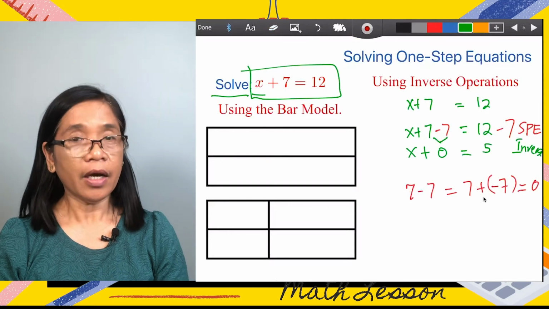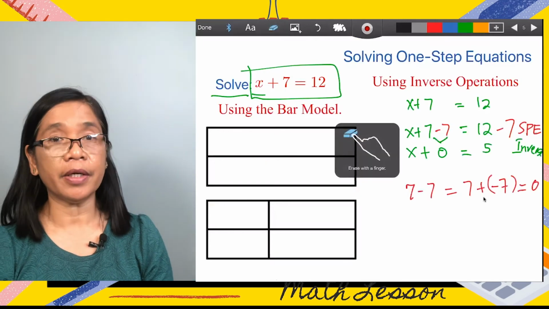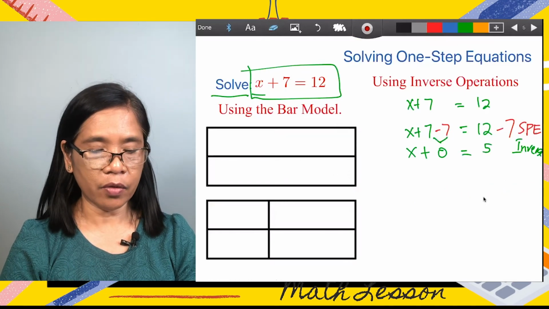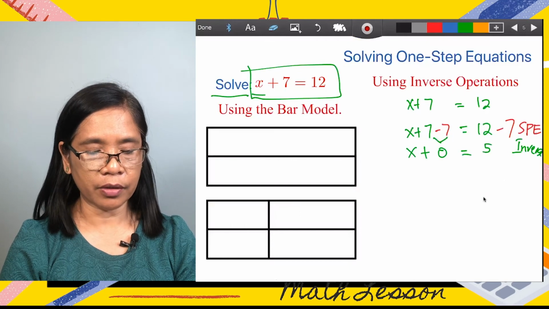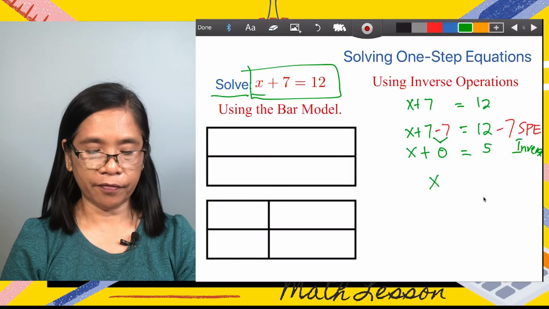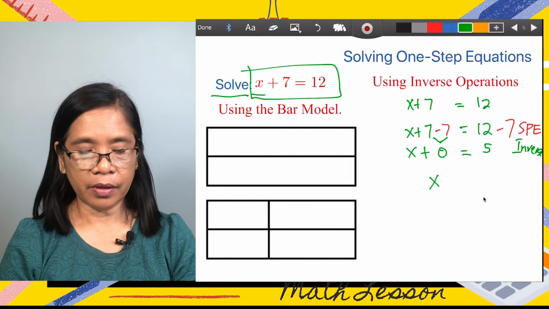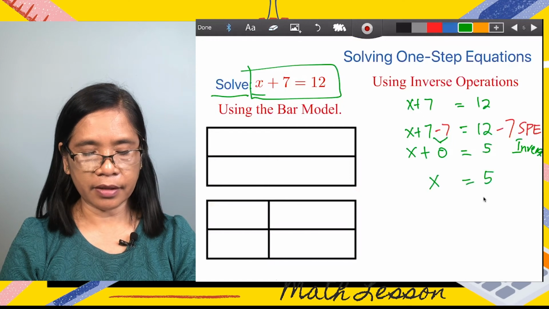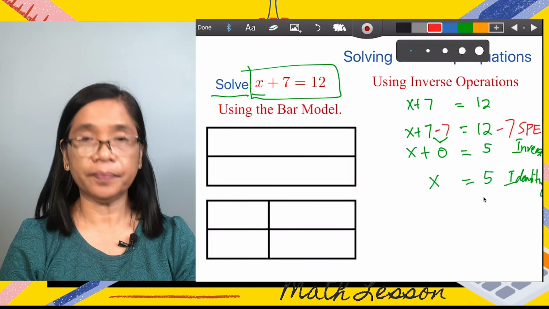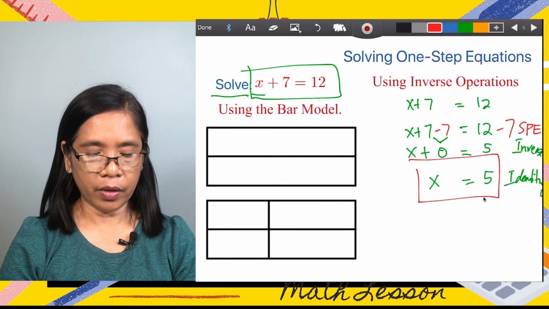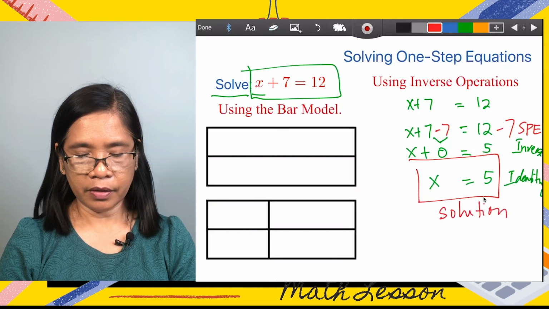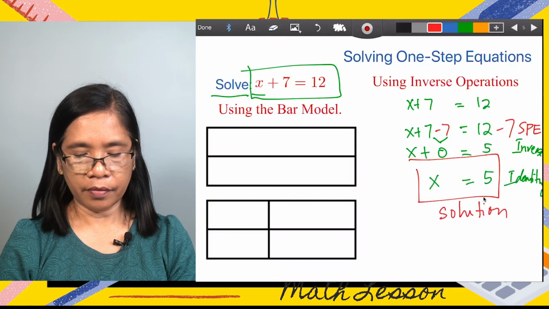Now I will show you how to solve the equation using the bar model. So if we have x plus 7 equals 12, let's look at the next step. If these two quantities are equal, we represent each side of the equation by the same bar. So x plus 7 will be here and this gives us 12. Then we're going to decompose x plus 7 into x and 7, and also 12 as 7 and 5. So these two are equal, so x must also be equal to 5. So we call x equals 5 the solution to the equation, which means that if we substitute x with 5, this will become a true statement.